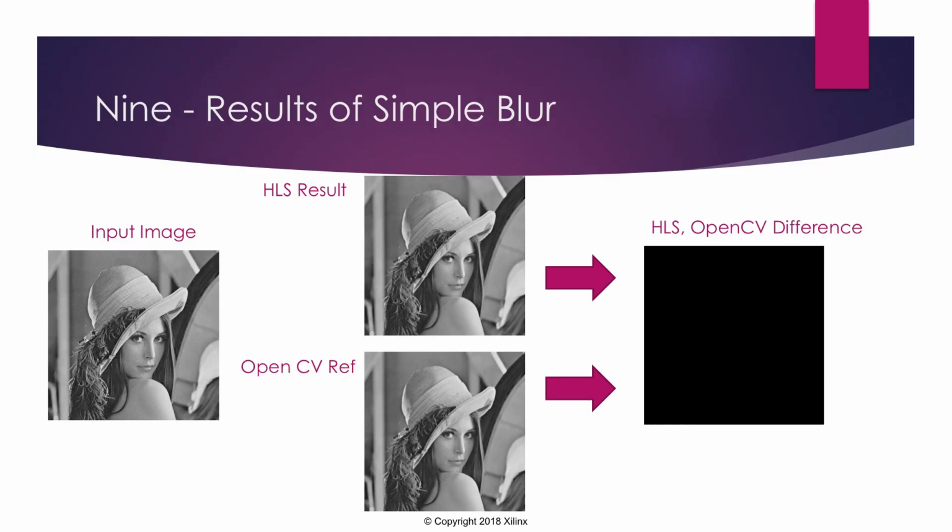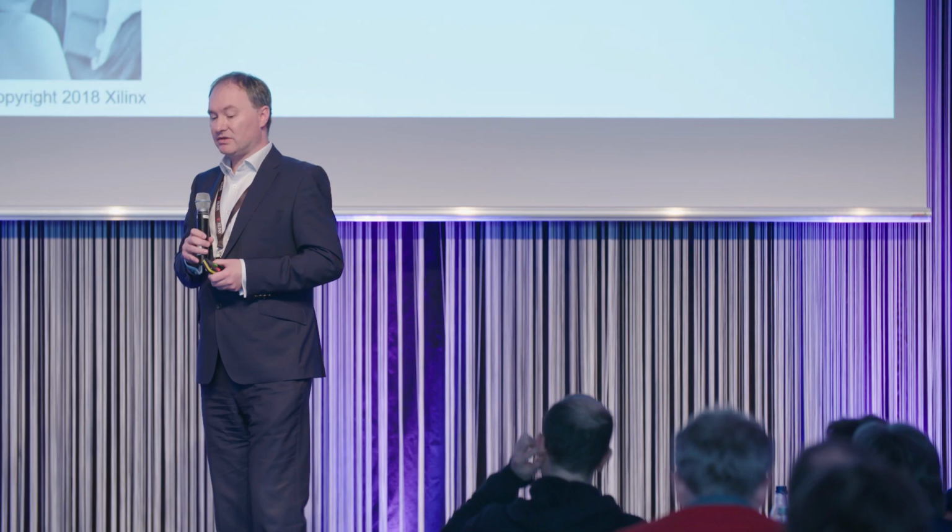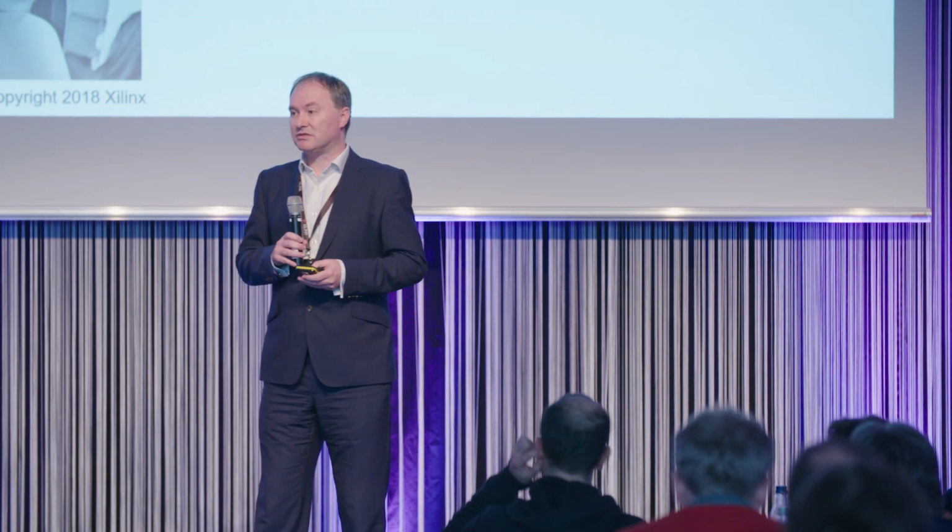Just to give you an example of what it's like using HLS, I took the standard Lena image and created two examples: one using HLS to do a simple blur, like you would do before other image processing applications, and the other the OpenCV version. I ran this through Vivado HLS, grabbed the two outputs, and did a difference on the two, and I couldn't see any difference between them.